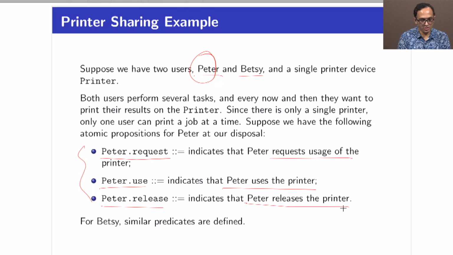Okay. So similarly, I will have the same three propositions for Betsy as well. So Betsy dot request, Betsy dot use and Betsy dot release. Right. So we will have 6 propositions.